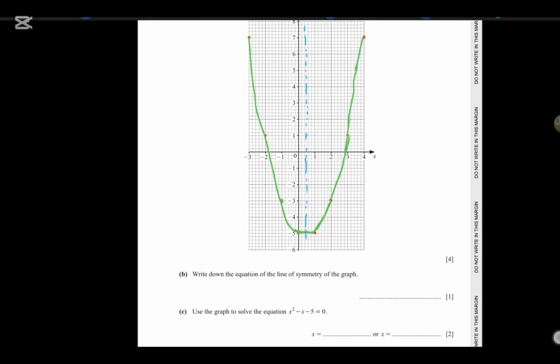Exactly in between. So that is x is equal to 0.5. In between 0 and 1 it is. So x is equal to 0.5.